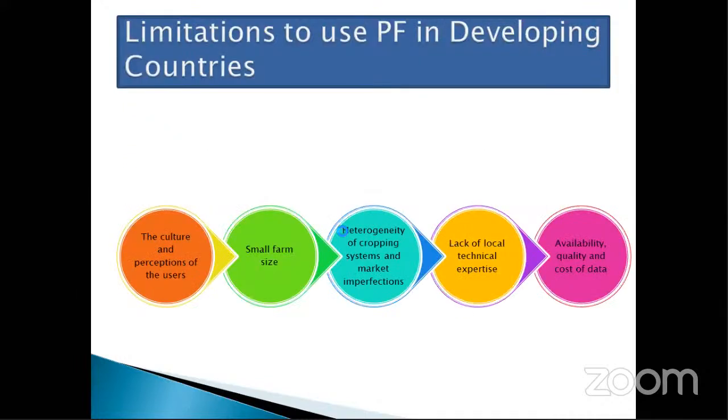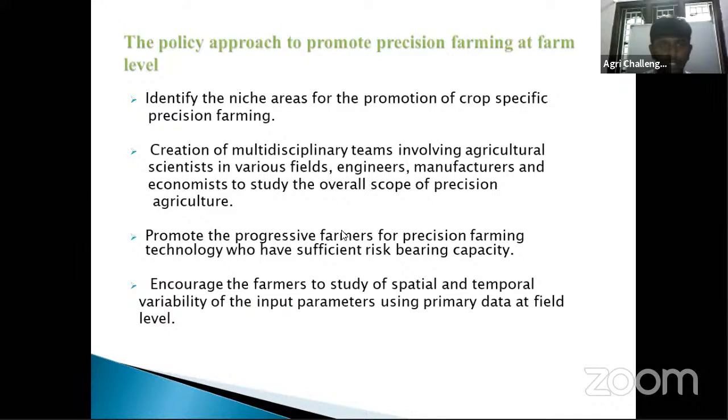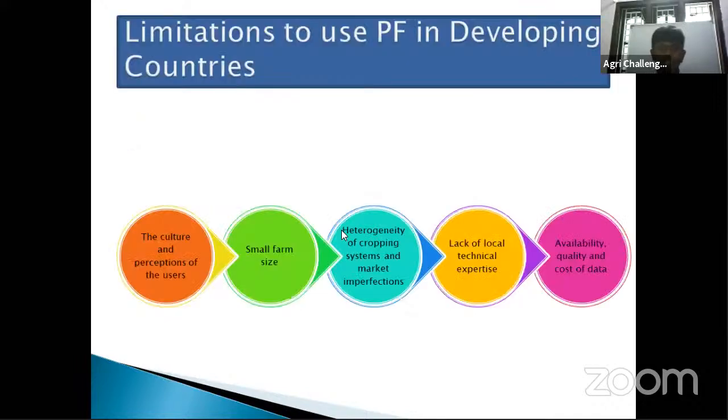Limitations to use precision farming. There are some other limitations, whatever we just discussed, those are the drawbacks and limitations. Another aspect is the culture and perception of the users. Culture, attitude of the farmer, attitude of the user. The adaptability, the community or social factors are also going to affect. The small farm holdings, heterogeneity of cropping systems. Then lack of local technological expertise, and the availability, quality and cost of data is more.